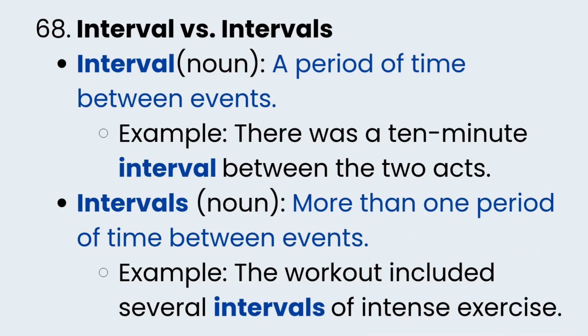68. Interval versus intervals. Interval, noun: a period of time between events. Example: there was a 10-minute interval between the two acts. Intervals, noun: more than one period of time between events. Example: the workout included several intervals of intense exercise.